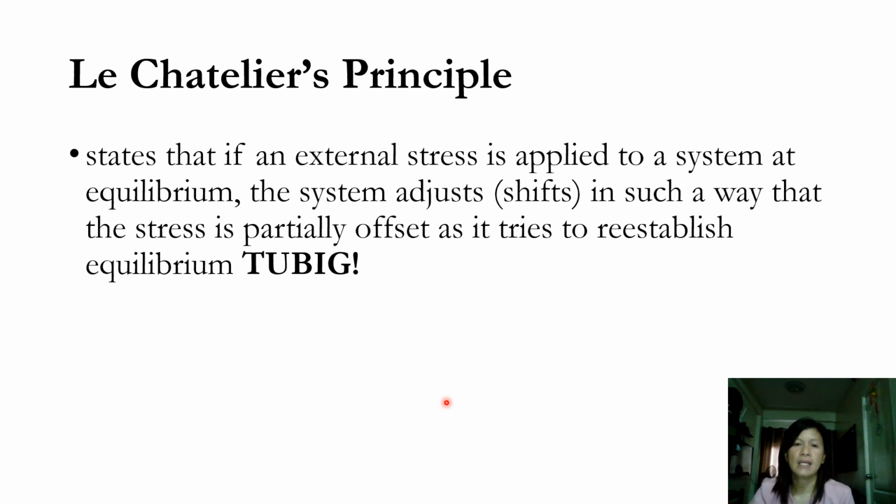It states that if an external stress is applied to a system at equilibrium, the system adjusts or shifts in such a way that the stress is partially offset as it tries to re-establish equilibrium. I need you to imagine water for you to easily predict whether the equilibrium will shift to the left, to the right, to the side of the product, the side of the reactant, or will the equilibrium remain?